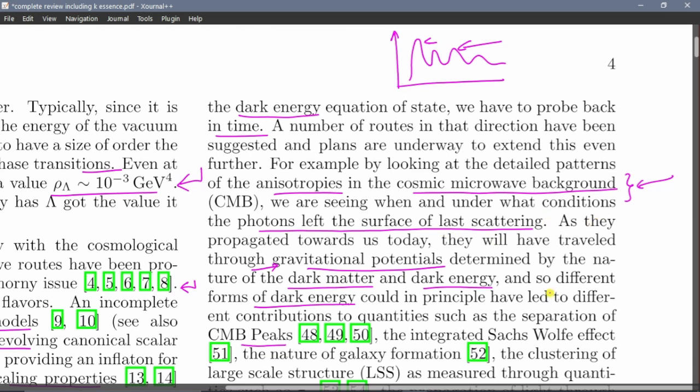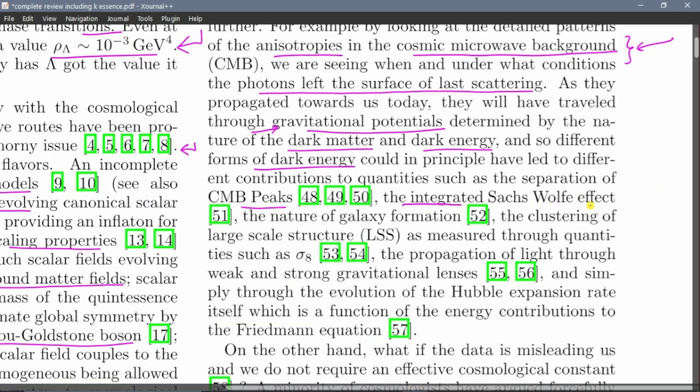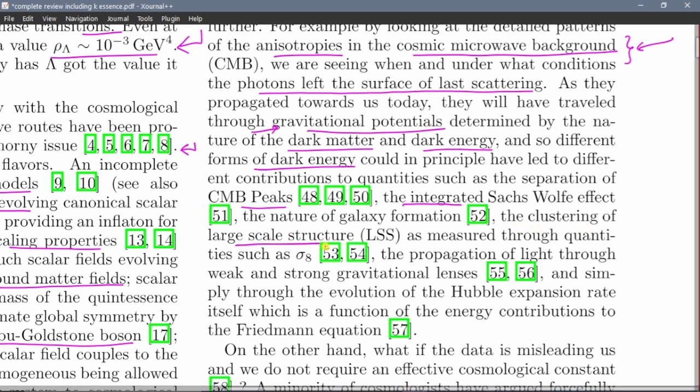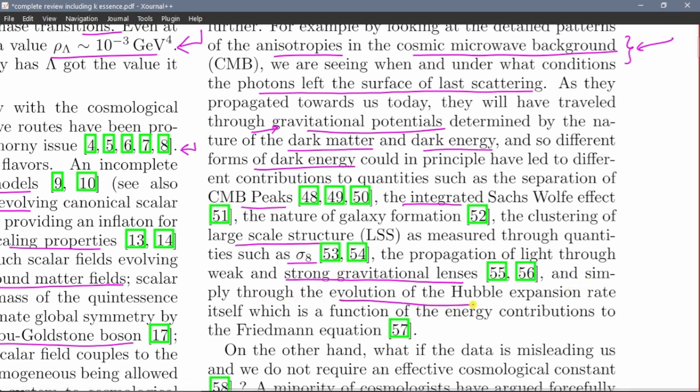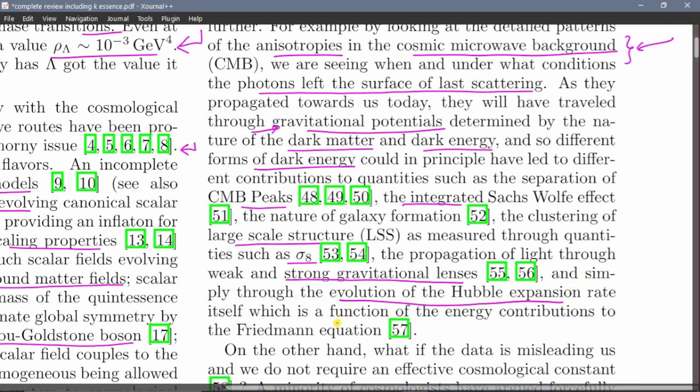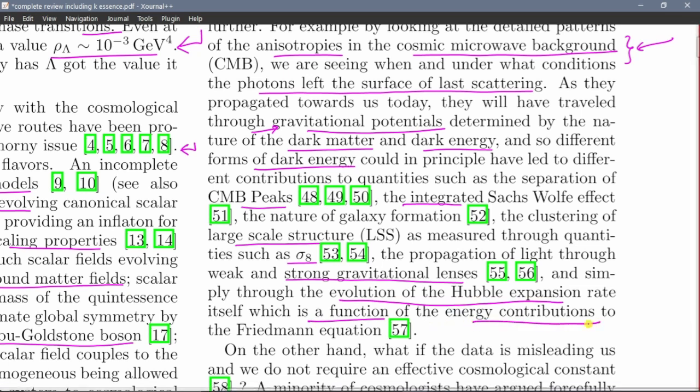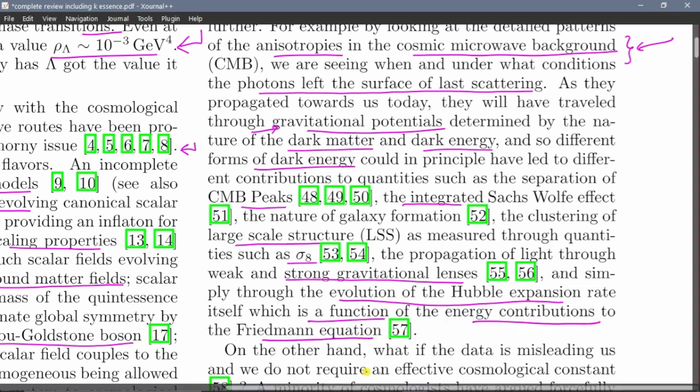The integrated Sachs-Wolfe effect, the nature of galaxy formation, the clustering of large-scale structure as measured through quantities such as sigma 8, the propagation of light through weak and strong gravitational lenses, and simply through the evolution of the Hubble expansion rate itself, which is a function of energy contributions to the Friedmann equation.